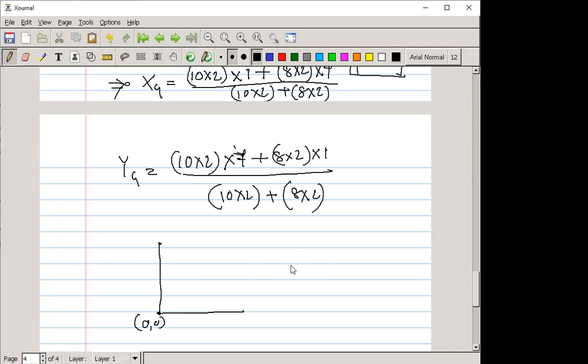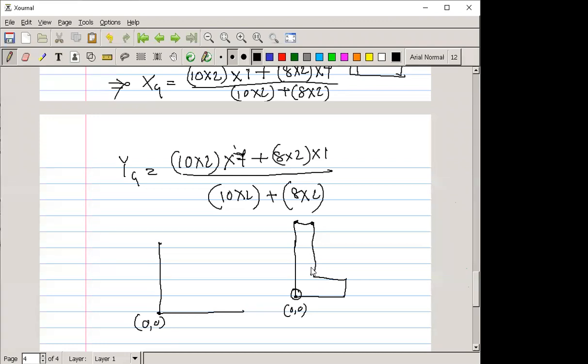Suppose this is your L-shaped question, right? So first you have to take any location. Suppose this one, any corner, take it as 0, 0. Okay, and then you have to find the distance of each element's CG.